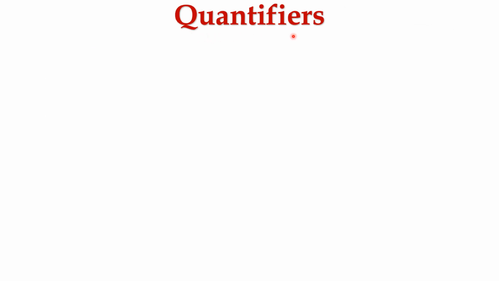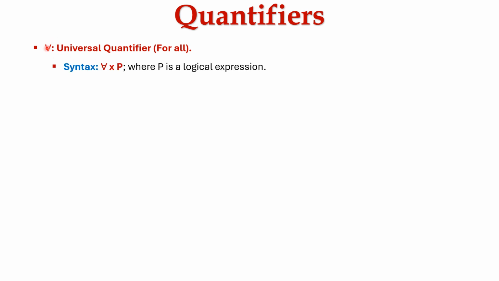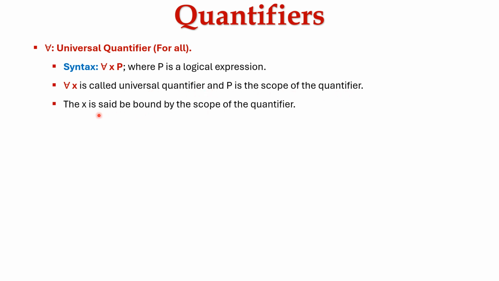Now let's learn about quantifiers. The first comes the universal quantifier, for all. The syntax is for all of x, P, where P is the logical expression. For all of x is called the universal quantifier and P is the scope of the quantifier. The x is said to be bound by the scope of the quantifier. Let's have an example for the universal quantifier. For all of x, dog of x implies barks of x. It represents that all dogs bark.